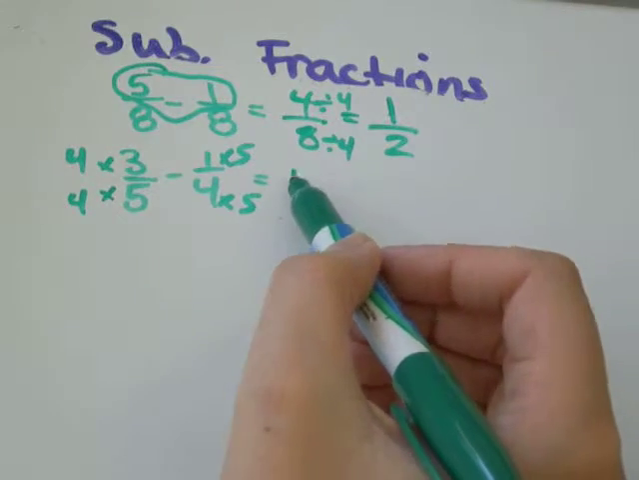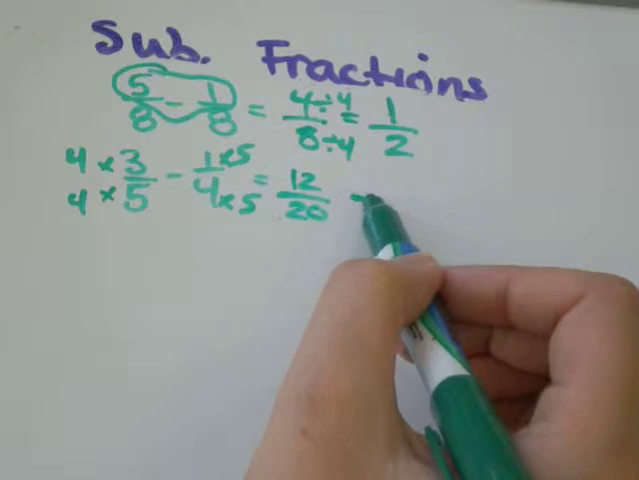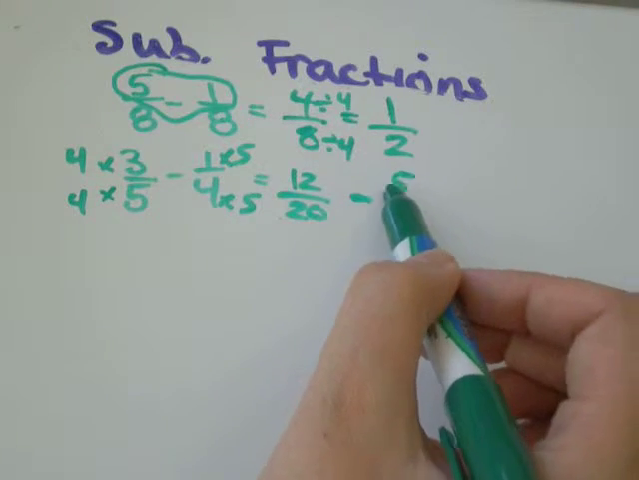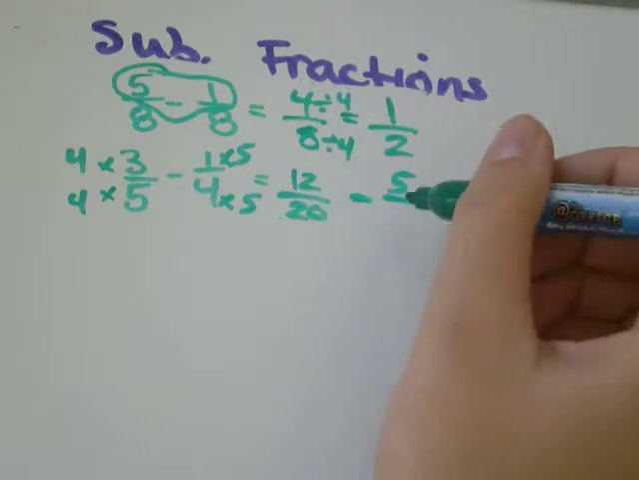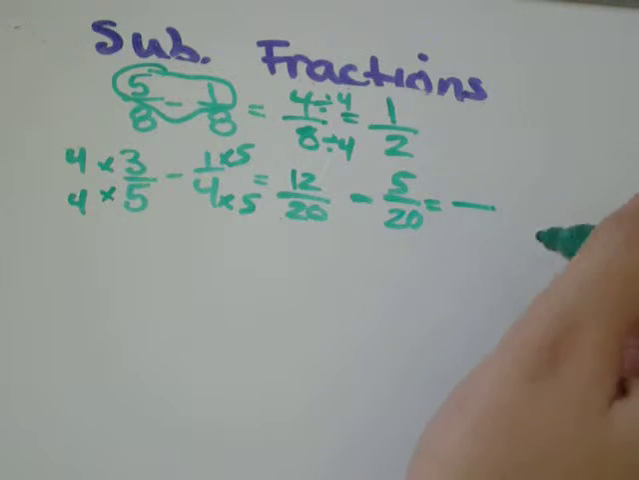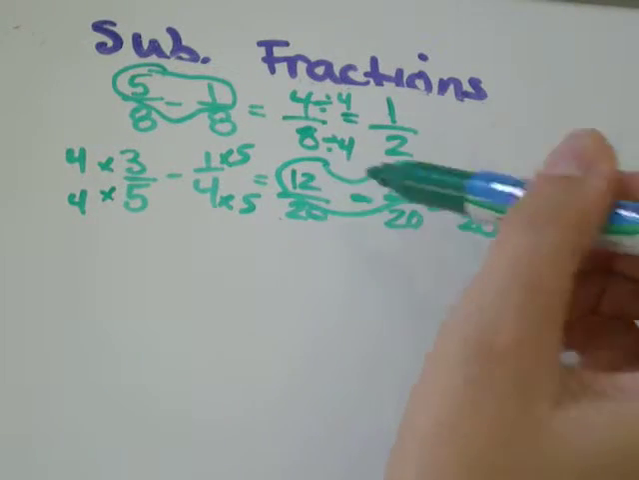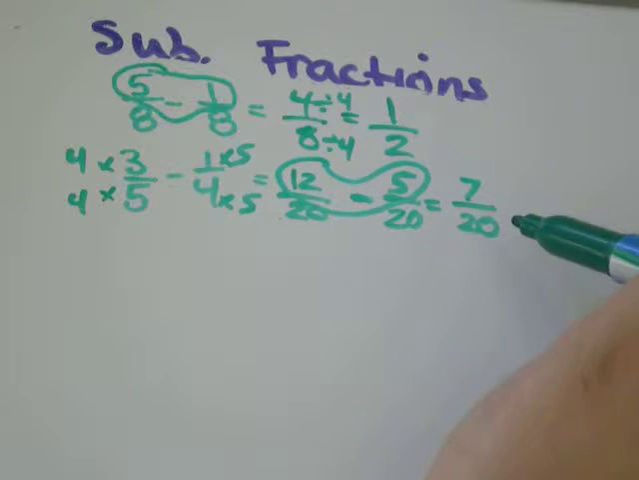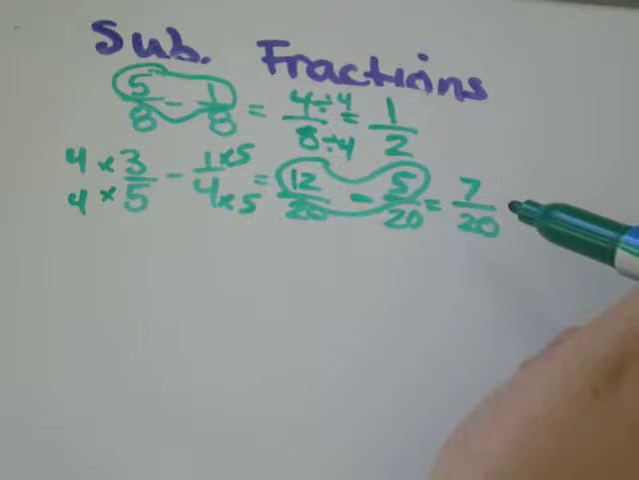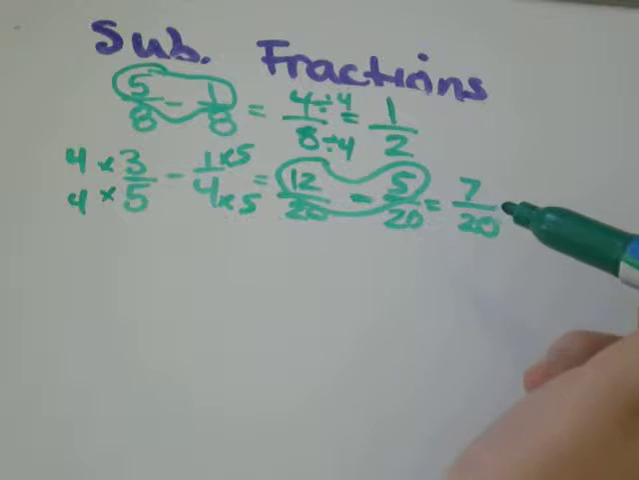4 times 3 will be 12, over 4 times 5 is 20, minus 1 times 5 is 5, over 4 times 5 is also 20. So we have the same common denominator, it's 20. That's the denominator that'll be in our answer too. And the top, just do what it says. 12 minus 5 is 7. Can we reduce 7 over 20? Nope. So we just leave our answer just the way it is.